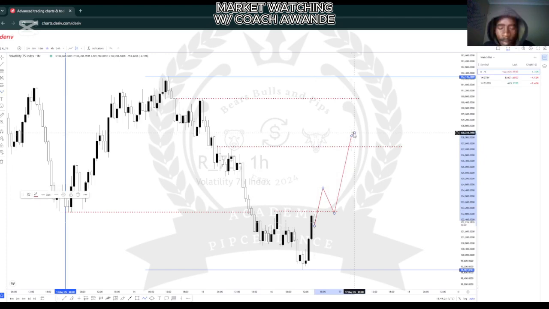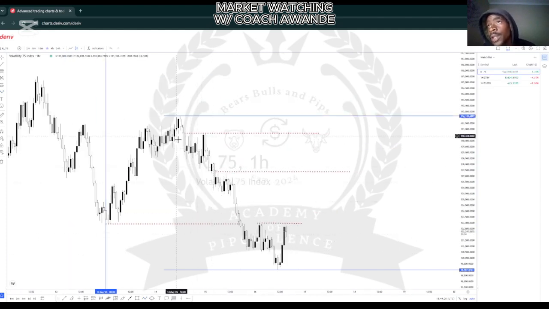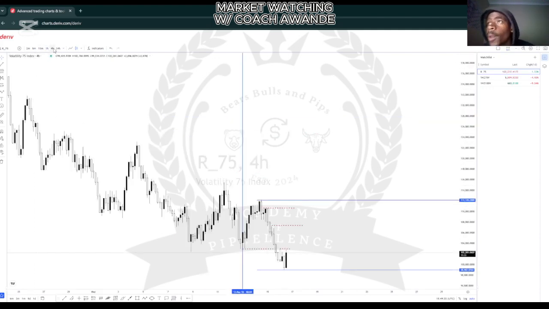Right now our bias, right, I want to delete that. Right now our bias on the 4 hour is bearish. Let me just quickly scroll back up to the 4 hour. Our bias right now on the 4 hour is bearish, by virtue of seeing price continue all the way to the downside, but it could be bullish. It could be, but it is bearish right now.